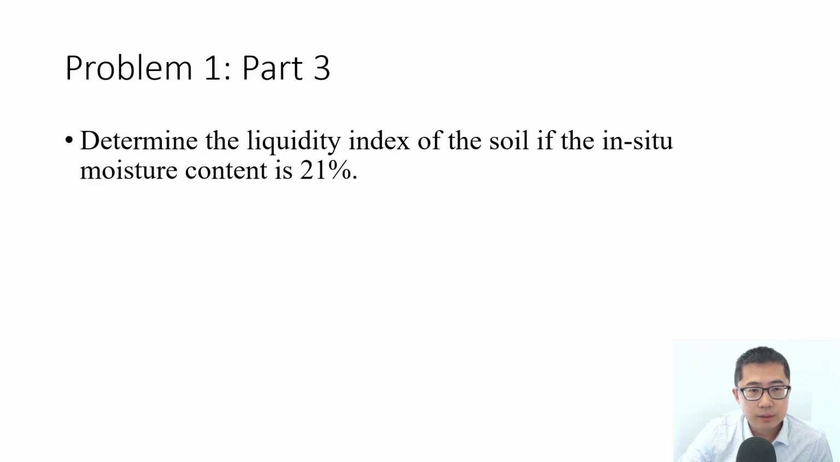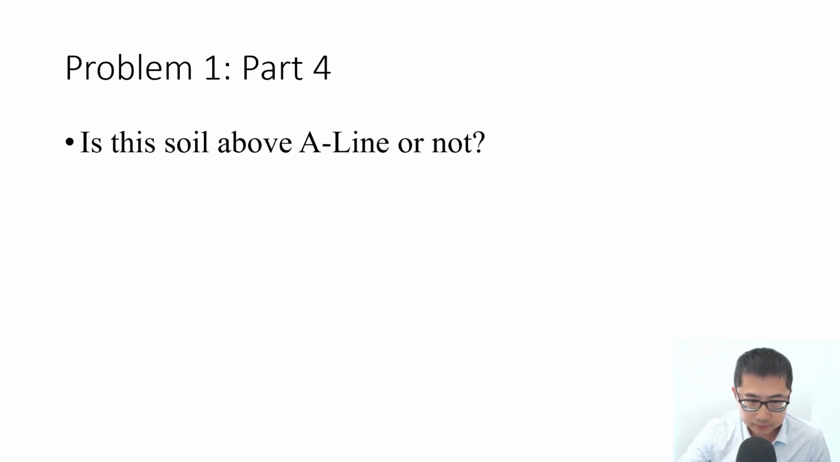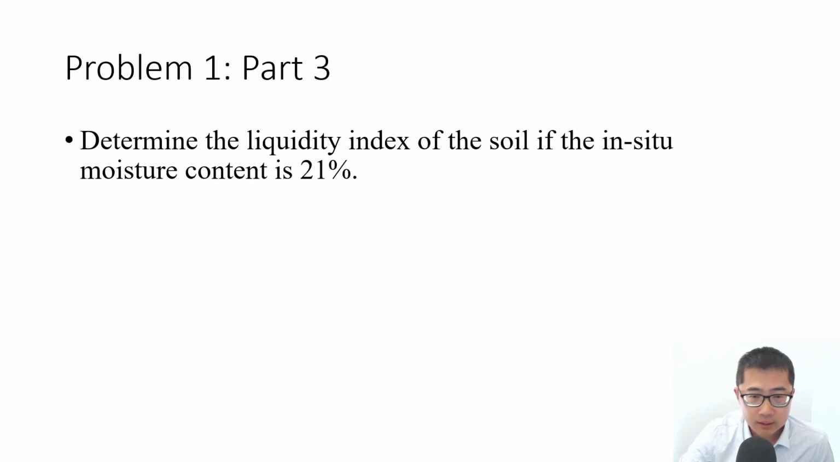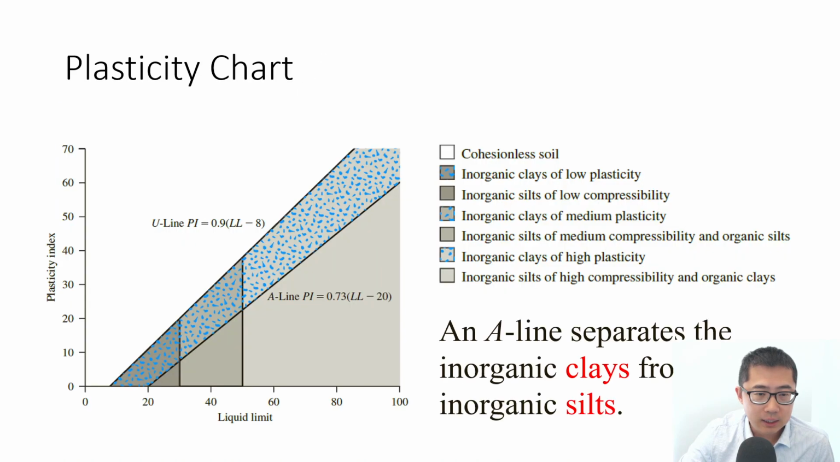So let's go to the third part, or part 4, actually. Is this soil above A line or not? Okay, so with all that information, let's go back to the A line. The A line is a little bit tricky. The x-axis is the liquid limit, something we can directly get from the testing. But make sure when you read from the top, it's very interesting that we're talking about PI. It's the plasticity index, not LL, it is PI.